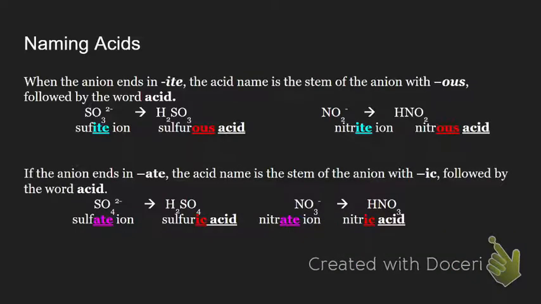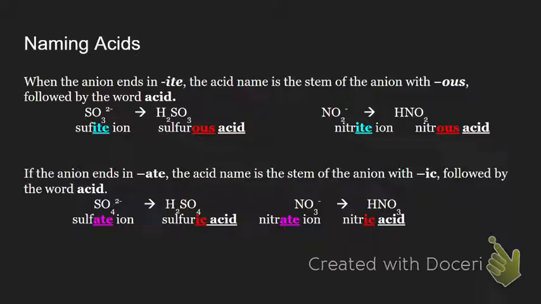If you have an acid forming with a polyatomic ion, and that ion ends with ite, I-T-E, you're going to take the acid name with the main stem of the name, and you're going to drop the I-T-E, and instead you're going to put O-U-S at the end. So that'll be the suffix. And you're going to follow it with the word acid.